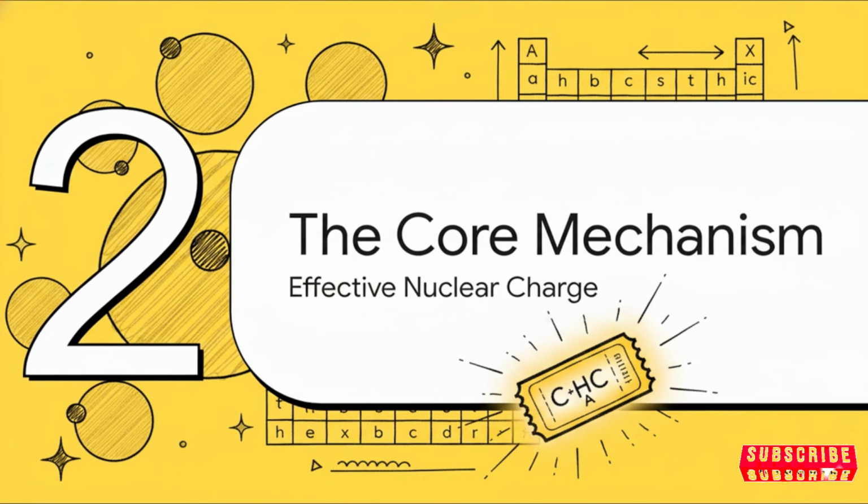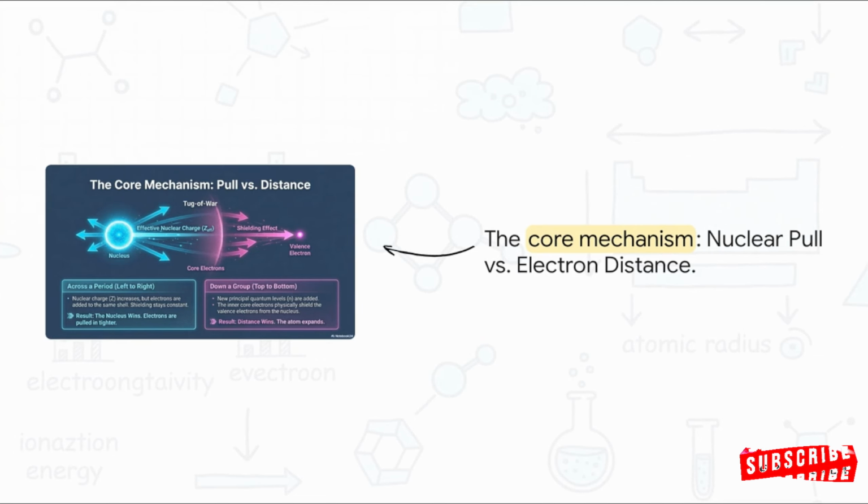Moving right along into Section 2, the core mechanism, which is all about effective nuclear charge. Listen, if you take literally just one thing away from this explainer, make it this next concept. It is your absolute cheat code. It all boils down to an atomic tug of war. Pull versus distance. Every single periodic trend comes down to this battle. You have the positively charged nucleus exerting a pull on the electrons.